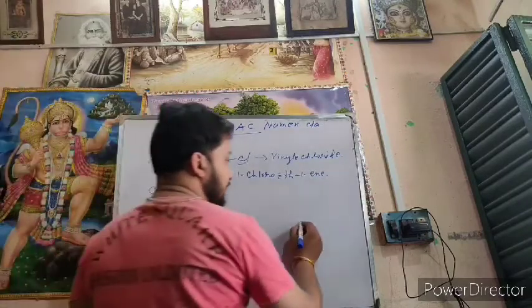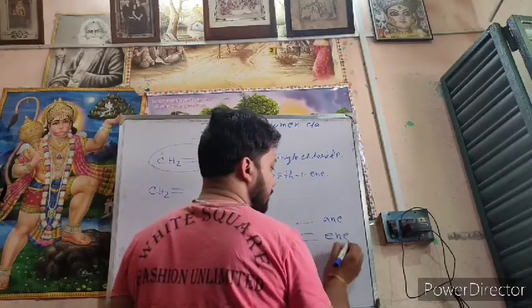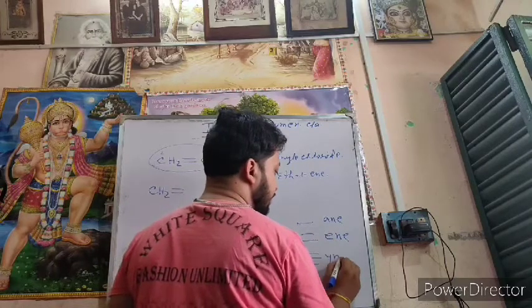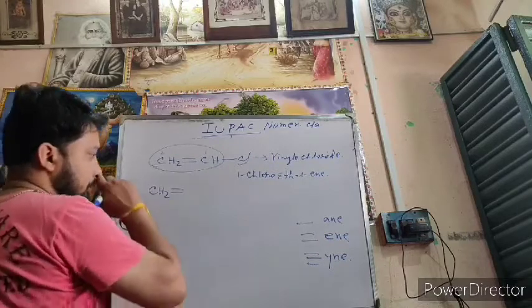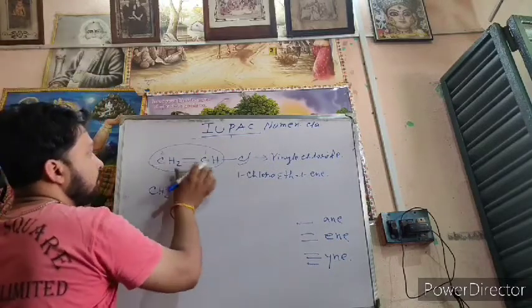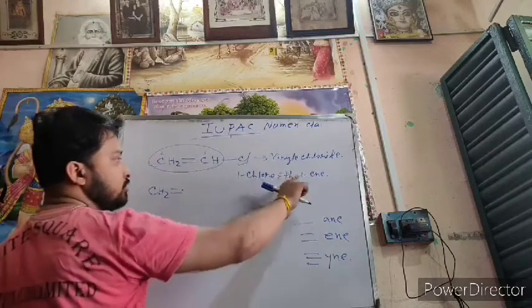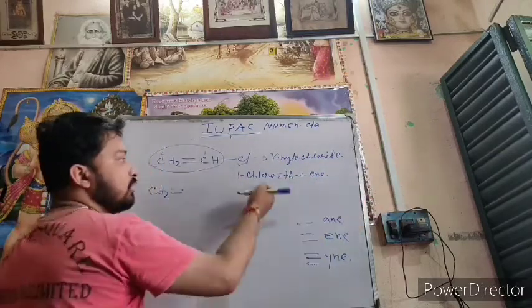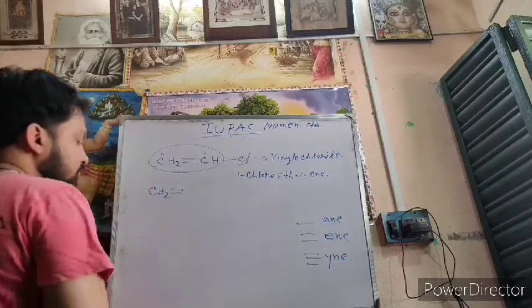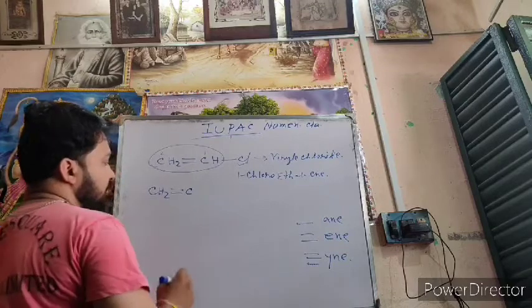If the bond is single, this is "ane". If the bond is double, this is "ene". If the bond is triple, this is "yne". So the bond is double, so "ene", and the position of this double bond is 1, so 1-ene. You may call it ethene, eth-1-ene, or 1-chloroethene.